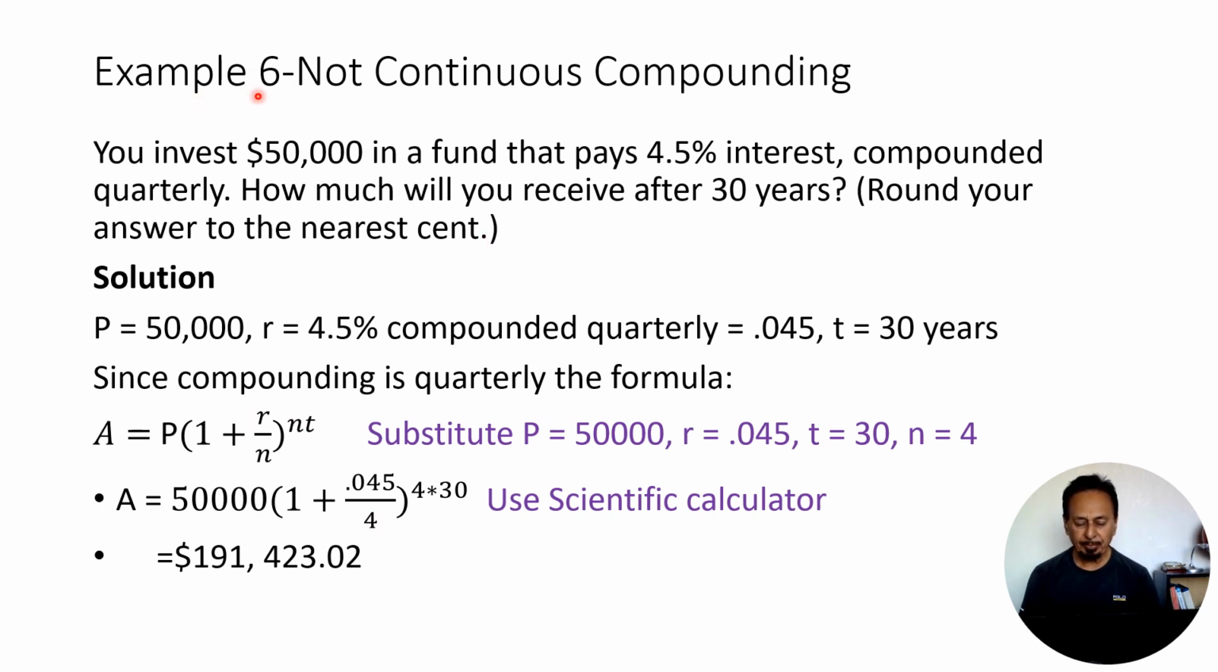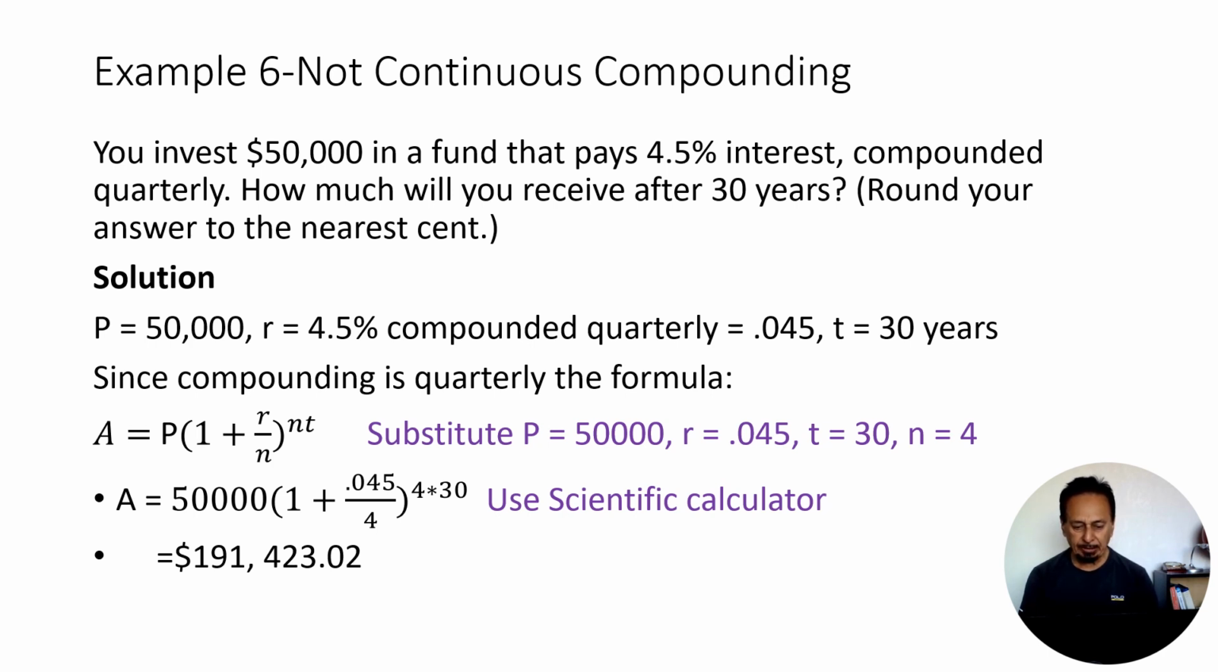Example 6, not continuous compounding. You invest $50,000 in a fund that pays 4.5% interest, compounded quarterly. How much will you receive after 30 years? So let's see what is given. We are given $50,000 to invest, so we can call this P. So P is 50,000, and R is the interest rate, 4.5%, and it says compounded quarterly. So change 4.5% to a decimal, move the decimal 2 places to the left, so it becomes 0.045. Now T is 30 years.